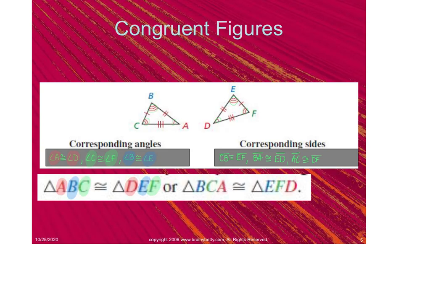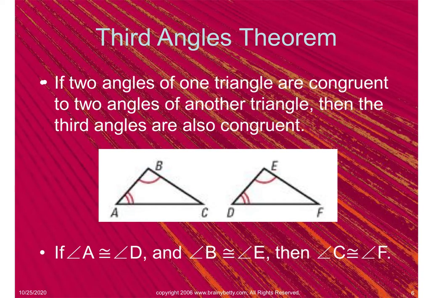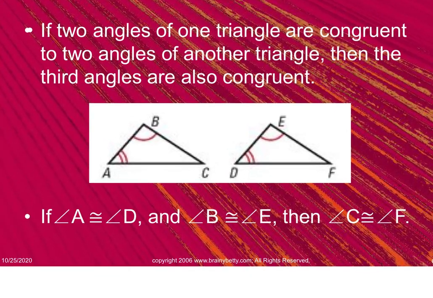That is super important. Okay, the third angles theorem. So if two angles of one triangle are congruent to two angles of another triangle, then the third angles are also congruent. If angle A is congruent to angle D and angle B is congruent to angle E, then angle C must be congruent to angle F. This angle must be congruent to this angle, okay?